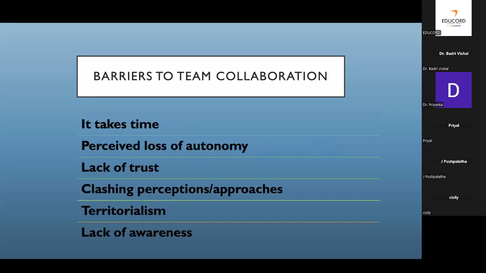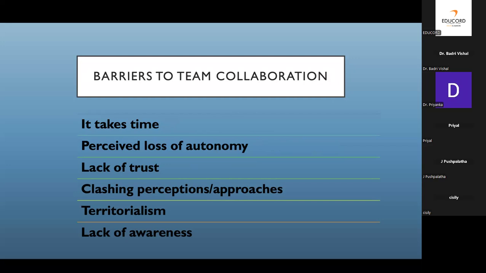Barriers to the team collaboration. The biggest thing is it takes time. It is perceived as loss of autonomy. Then there is a lack of trust, clashing perceptions and approaches. And then there is the impact of territorialism and the lack of awareness.